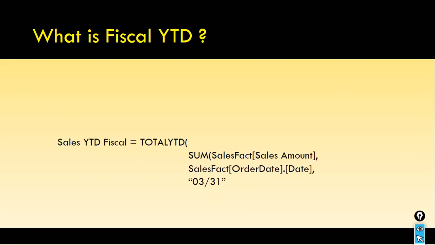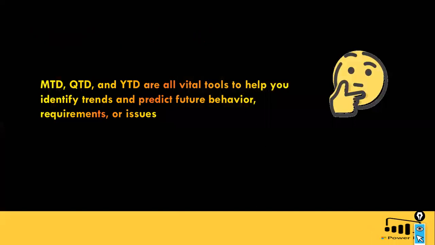And what is the next thing here? Okay, and the next one is month to date, Q to date, and YTD. These are all vital tools to help us identify trends and predict future behavior, requirements or issues. For that purpose, we use these time intelligence functions, these measures.